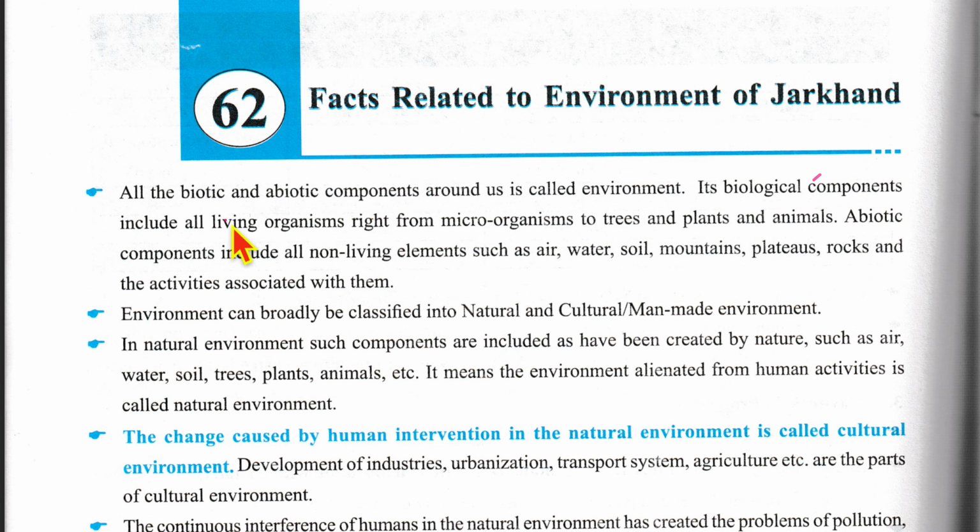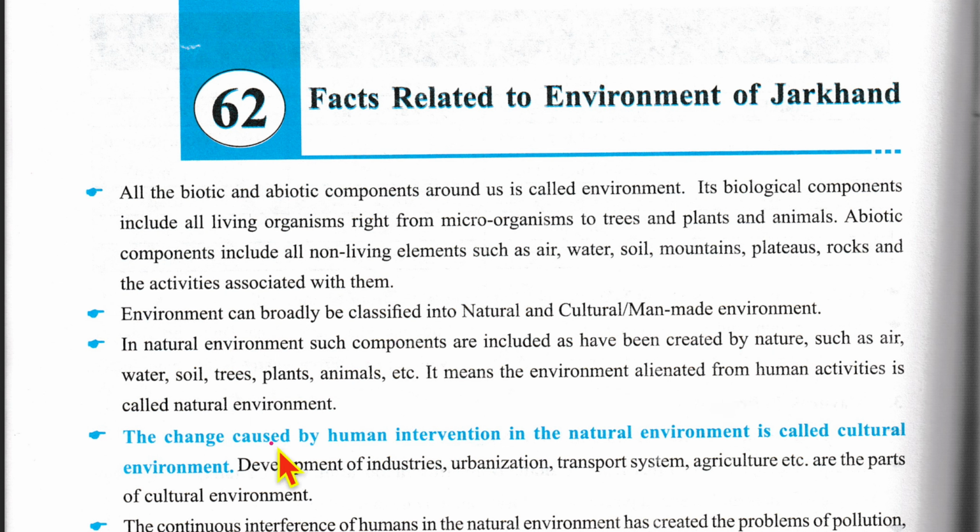Its biological components include all living organisms, right from microorganisms to trees and plants and animals. Abiotic components include all the non-living elements such as air, water, soil, mountains, plateau, rocks, and activities associated with them. Environments can be broadly classified into natural, cultural, and man-made environment. In the natural environment, components are those that have been created by nature, such as air, water, soil, tree, plants, animal, etc. It means the environment alienated from human activities is called natural environment.